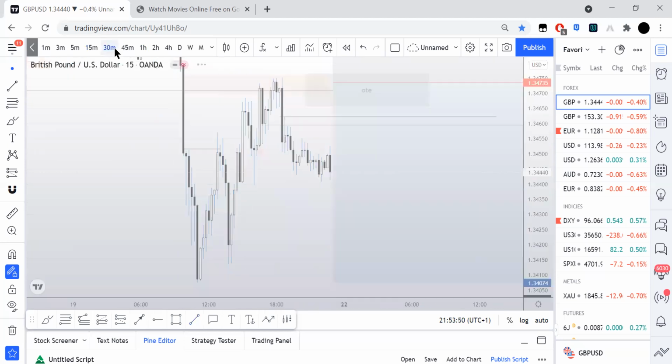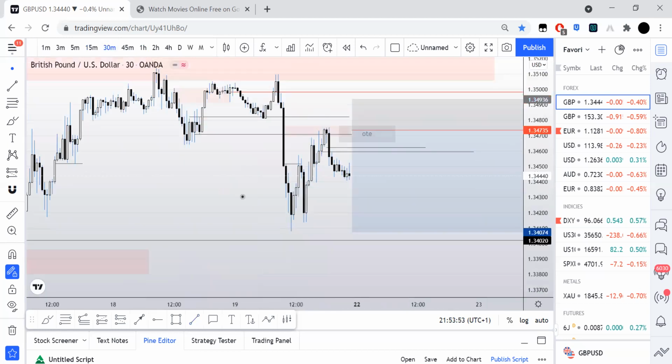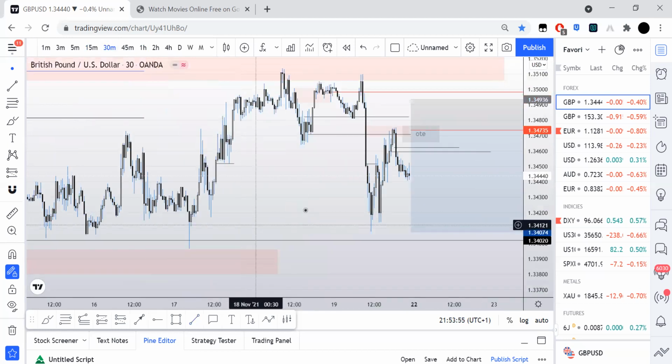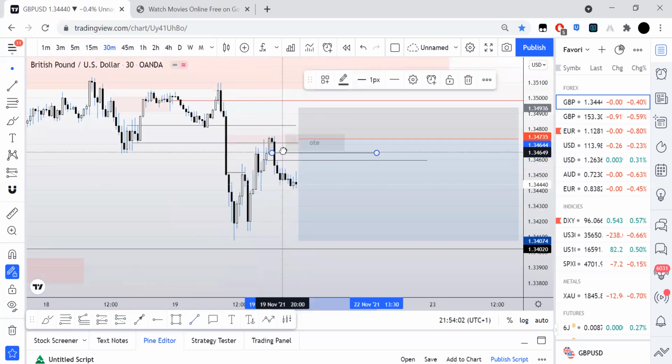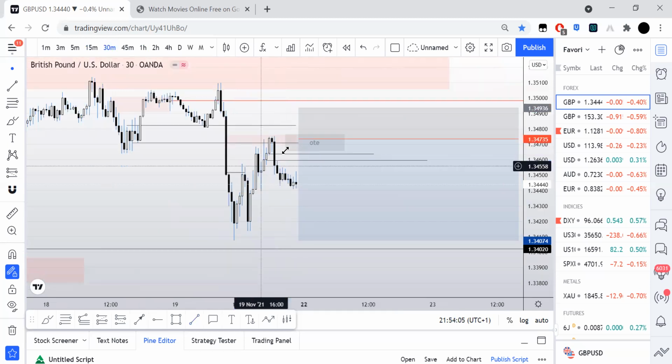Maybe it could happen Monday. You know what I mean? Maybe we could have that push lower and take out sell side liquidity. So that's what I'm thinking with EU. So I'm going to watch this area and possibly frame out a trade once we get into here.